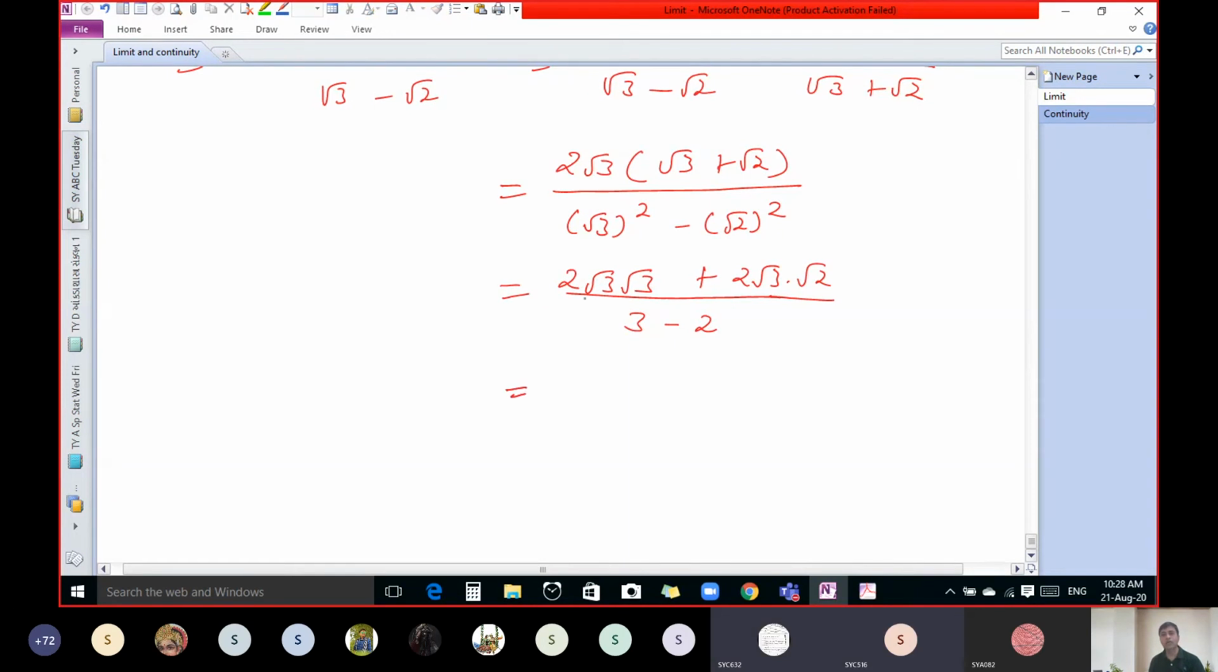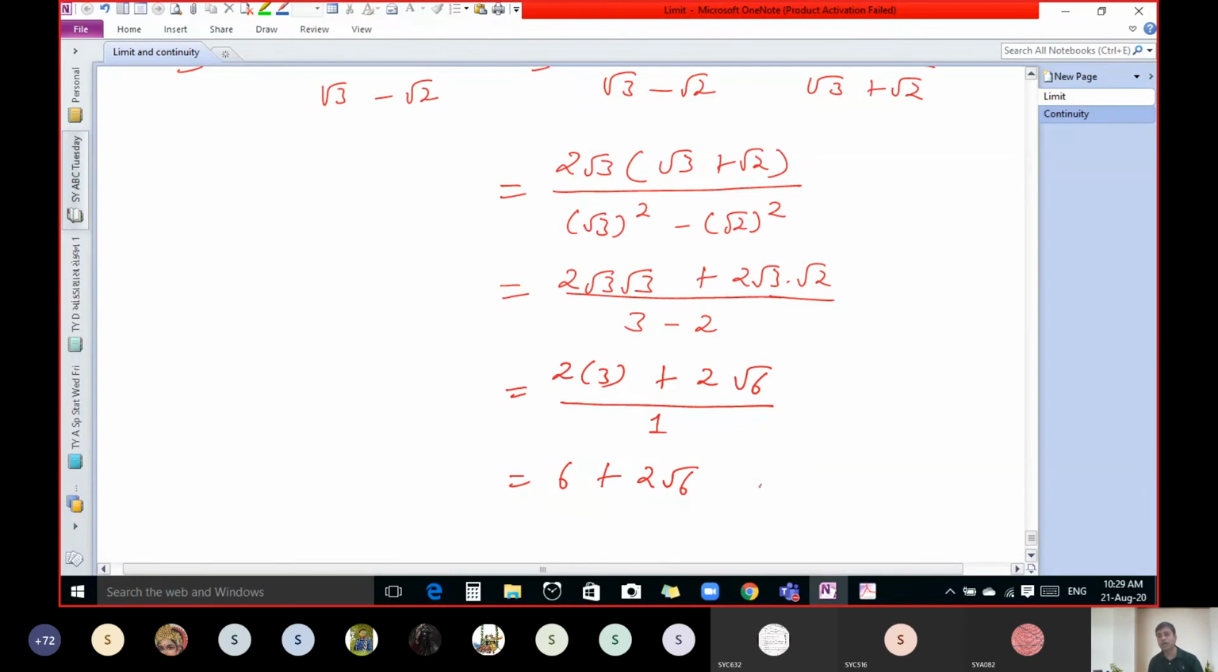Now keep this 2 as it is and see root 3 into root 3. We know that it is 3. So 2 into 3 plus keep this 2 as it is. And we know that root 3 into root 2 हमने किया था. कौन बताएगा root 3 into root 2? Root 6, sir. Root 6. Perfect. Root 6. और 3 minus 2 तो हो जाएगा 1 और 2 3 6 हो जाता है, 6 plus 2 root 6 और नीचे 1 लिखने की जरूरत नहीं है.